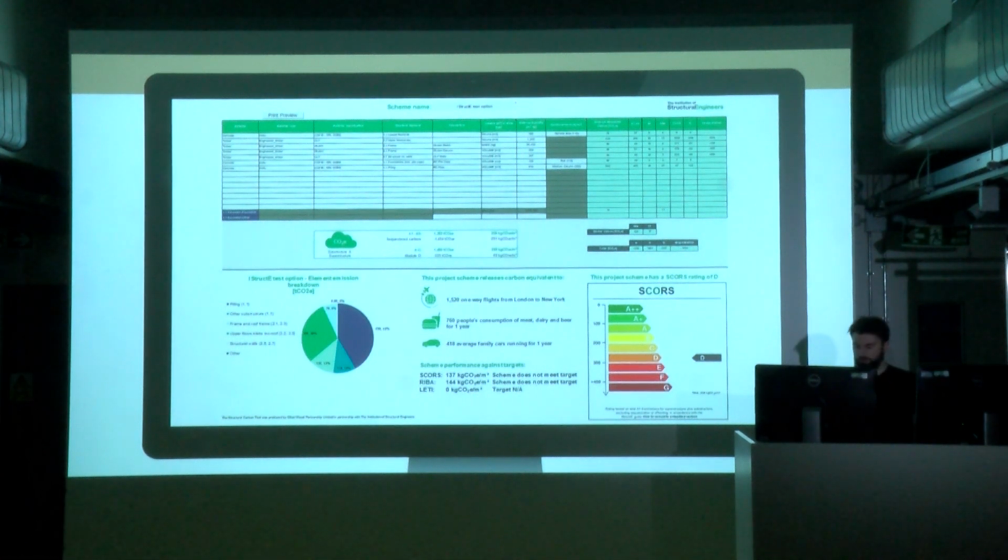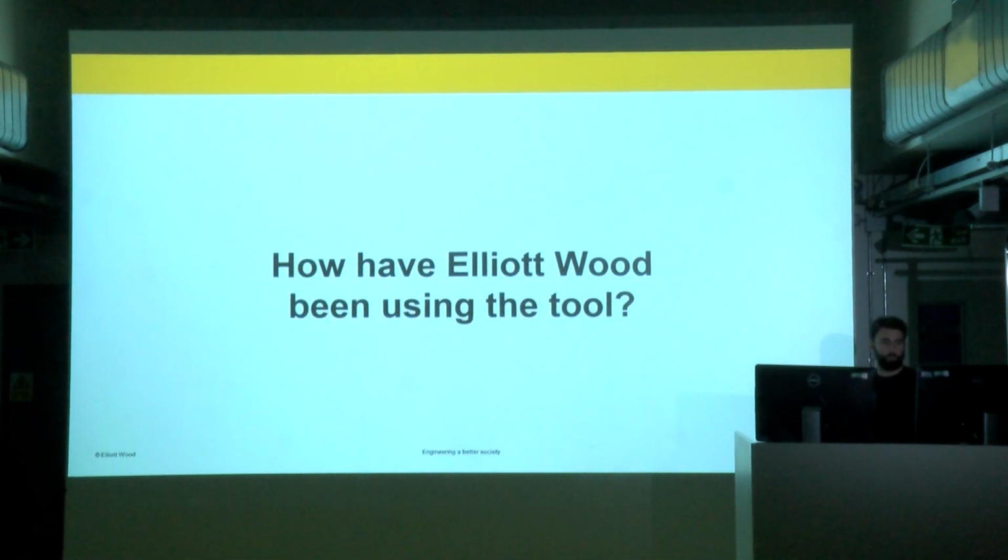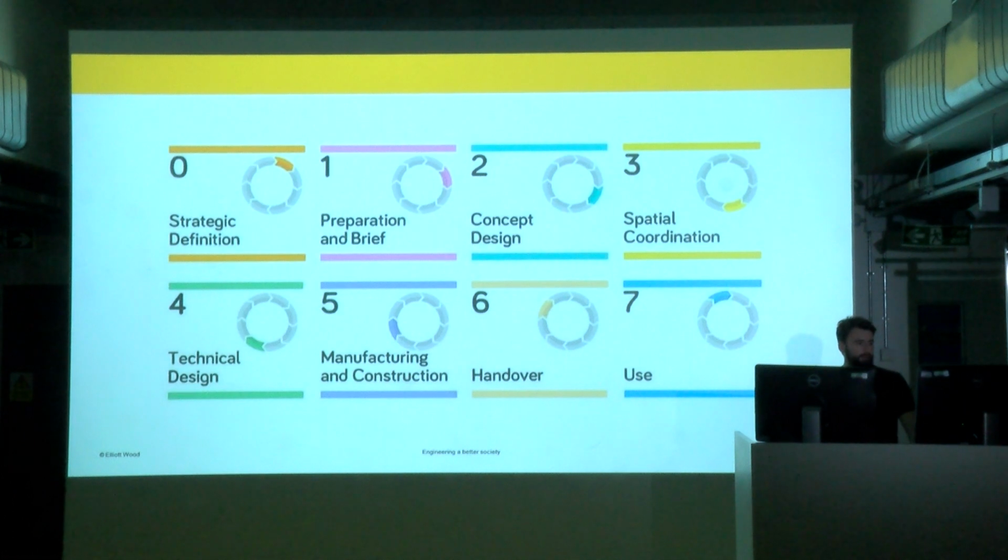So, as I mentioned, we've had the tool since 2010. How have we been using it ourselves? And when do we use it? So here are our RIBA life cycle stages. And as I mentioned earlier, 80% of the embodied carbon decision is right at the beginning of a project. So straight away, RIBA stage 1, that's when we use the tool. It really helps the early decision making.